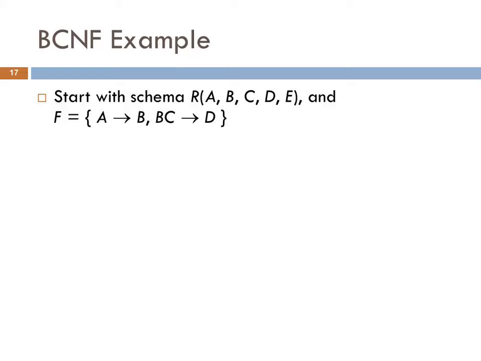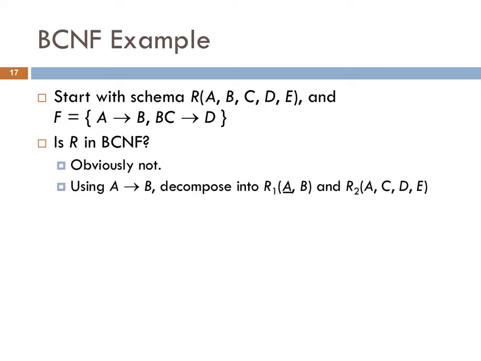Okay, I want to make sure I get through the last topic here. So R is A, B, C, D, E, and F is A functionally determines B, BC functionally determines D. Is R in BCNF? Well, definitely not, right? Should be pretty obvious. We've got A and B in there together, and then other junk. Already that's an issue.